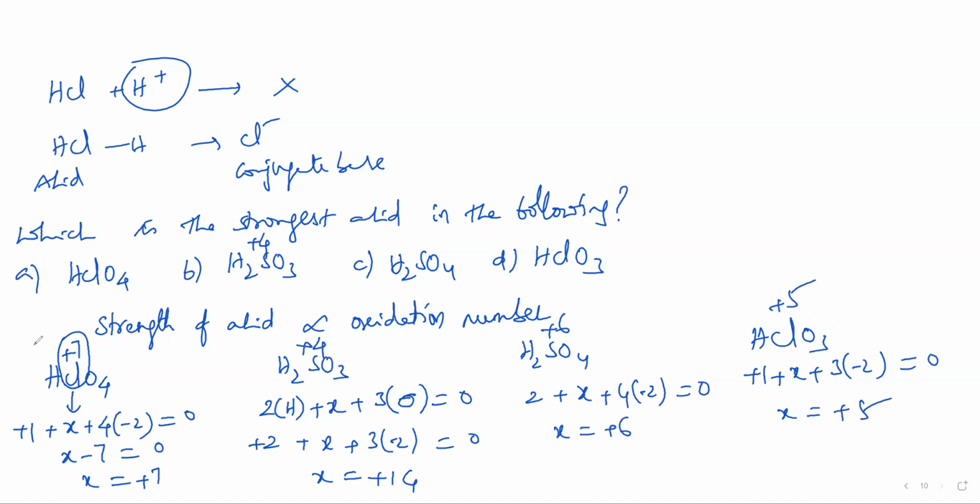So who is having the highest oxidation state? HClO4. So this is having the higher oxidation number, so it is having the highest strength of acid. So which one is the strongest acid in the following given compounds? Your answer should be HClO4. How, sir? So we can determine strength of acid by using oxidation number. Done. Just make a note of this.